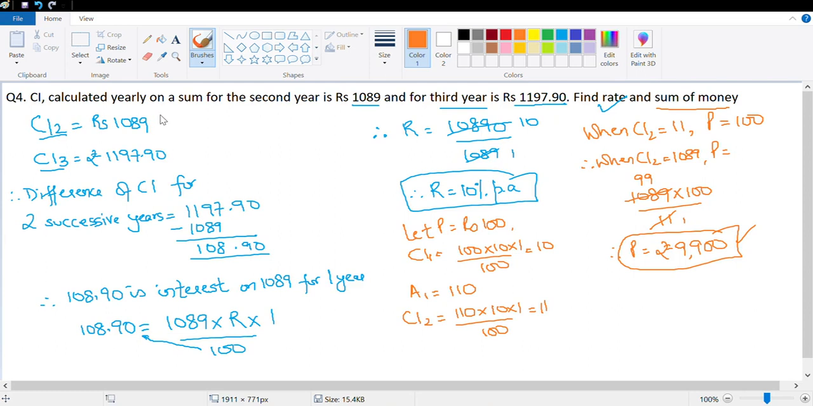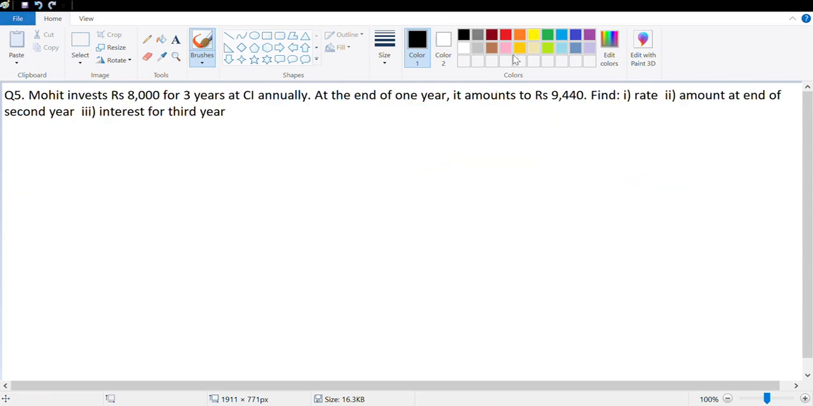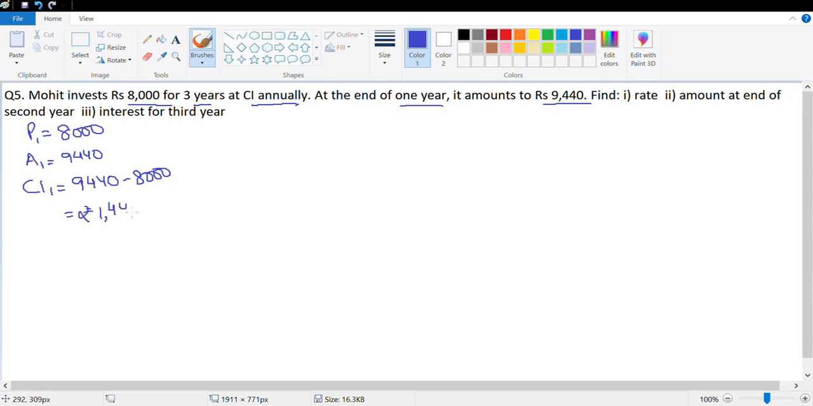The next question that we do is question number 5. Question 5 says, Mohit invests rupees 8,000 for 3 years at compound interest annually. At the end of 1 year, it amounts to 9440. So P is equal to 8,000, which is P1. The amount at the end of first year is 9440, which means compound interest for year 1 is 9440 minus 8,000, which is equal to rupees 1,440.